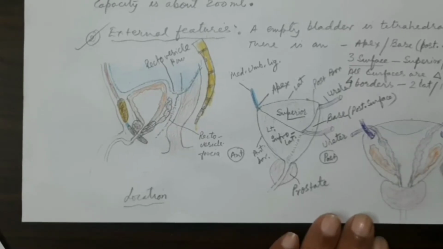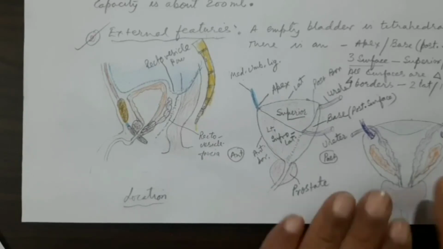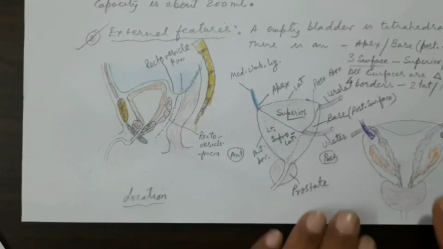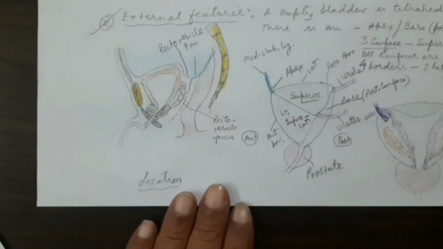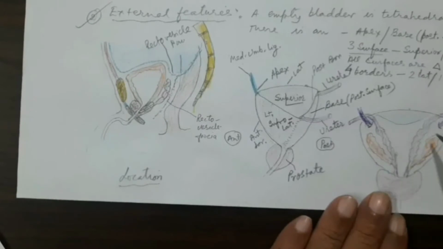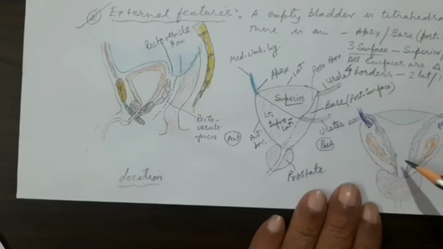All these structures lie in relation to the posterior surface. I hope that you have understood the posterior surface. This is the case of the male, where seminal vesicle and vas deferens are present. Now what is the case in the female? How is the posterior surface related in the female?